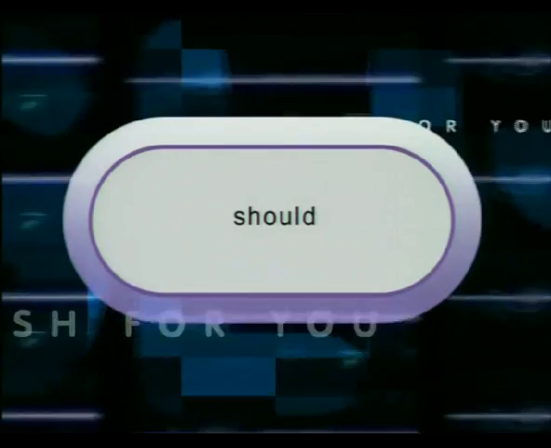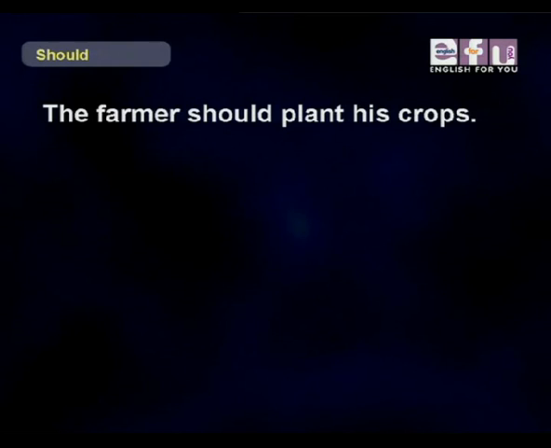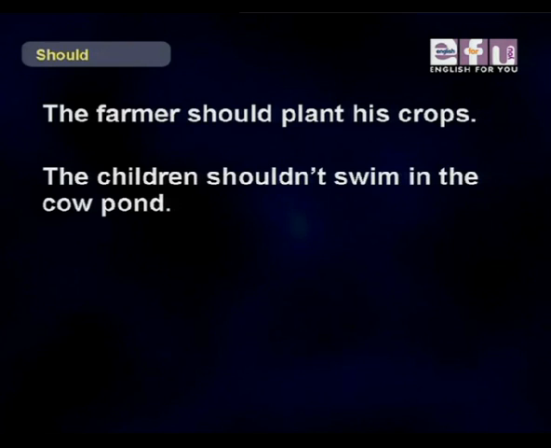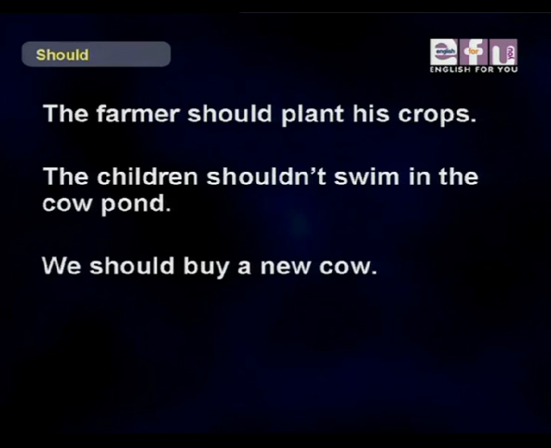Well, now let's review should. Look at the screen and follow these sentences. The farmer should plant his crops. The children shouldn't swim in the cow pond. We should buy a new cow. The tractor should have a new tire.